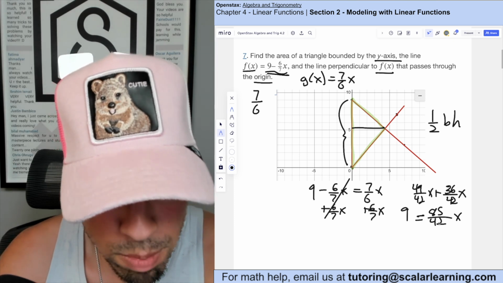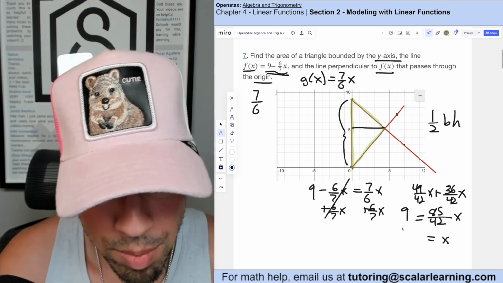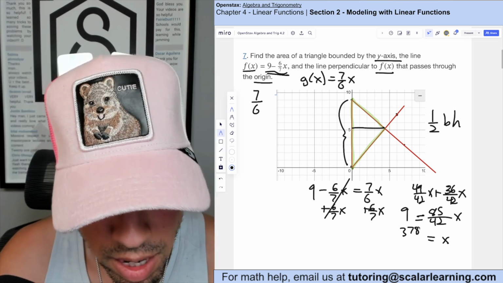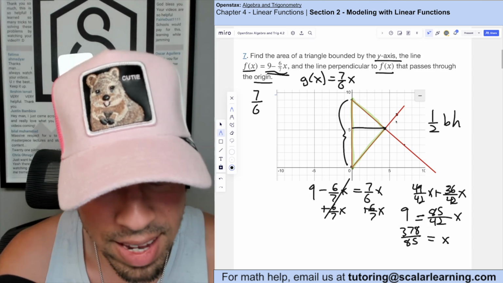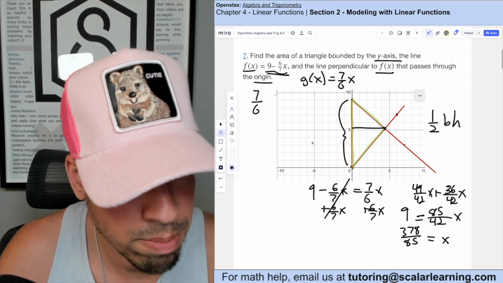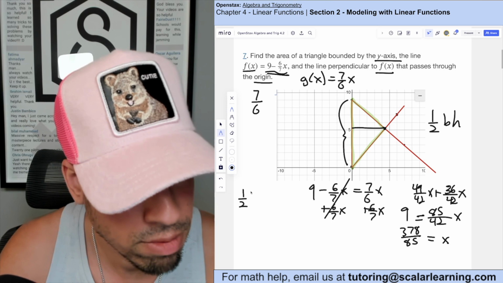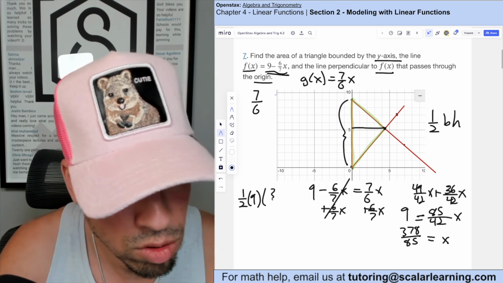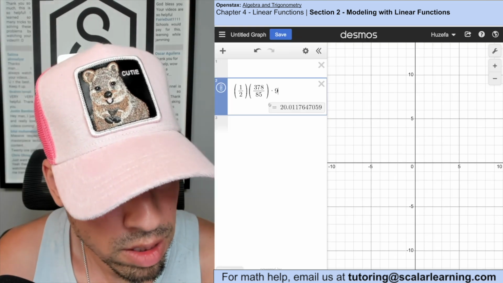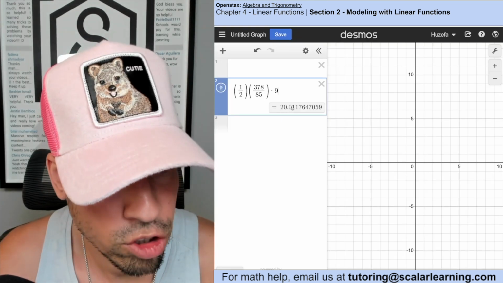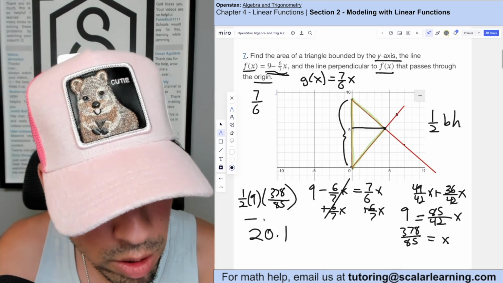Last but not least, let's multiply this side by the reciprocal of 85 over 42, and we get x equals 378 over 85. And that's literally this point of intersection right here. That is the height. So now going back to 1/2 base times height, that base goes from 0 to 9, so it's 1/2 times 9 times 378 over 85. And as we plug it into the calculator here, we get 20.01. We'll round it there. So the answer is 20.1 square units.